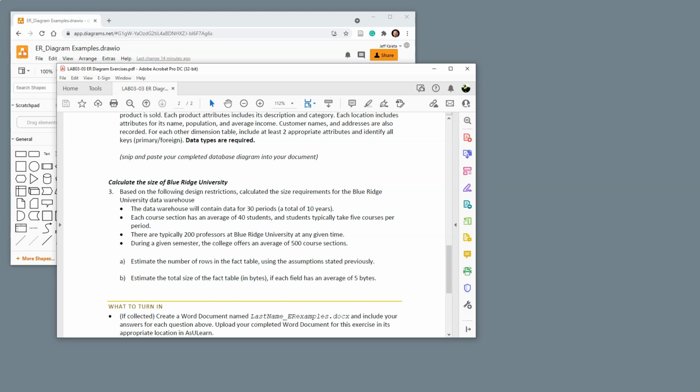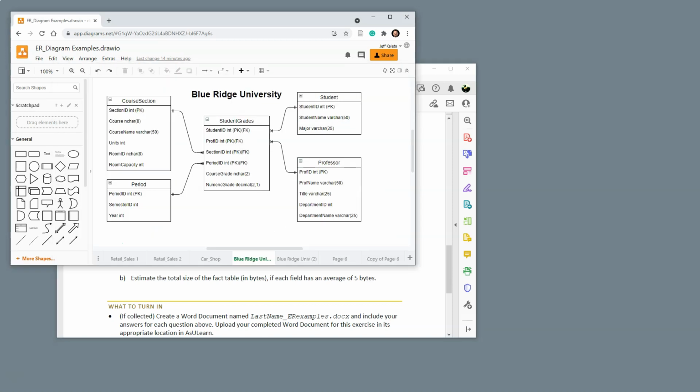Just a little bit of background. We had completed Blue Ridge University in some of our previous exercises, and Blue Ridge University is actually in your database for this course, or in your instance of your database. As a quick refresher, we know that we have student grades, which is in Blue Ridge University.